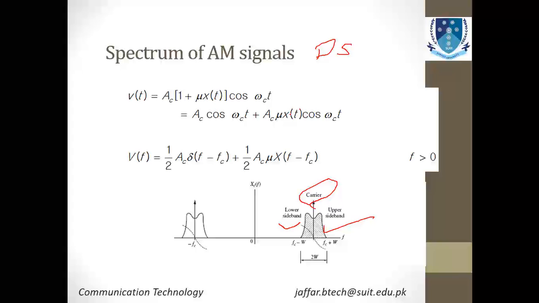If you recall this equation, you might get this type of frequency spectrum, or spectrum of the signal. So this is double sideband but with carrier, because you can see that the carrier is in the middle.